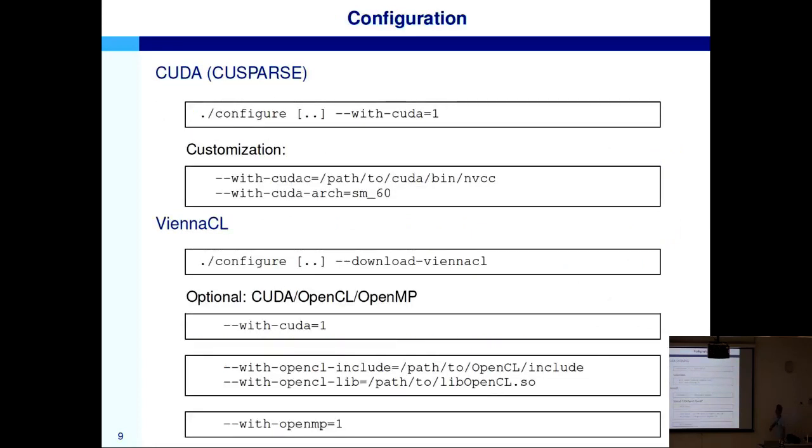So, configuration. Basically, you configure your PETSc installation as usual, and then what you need to add is with-cuda=1 if you have the CUDA compiler available. If the CUDA compiler is sitting in a fancy location, you just provide that location here. Similarly with ViennaCL, which optionally provides CUDA, OpenCL, and OpenMP backends, you can just use the download-viennacl option, and then you can selectively enable either CUDA or OpenCL or OpenMP or any combination of those.